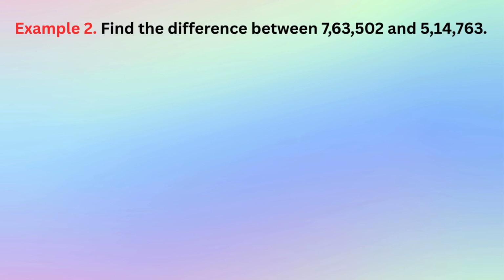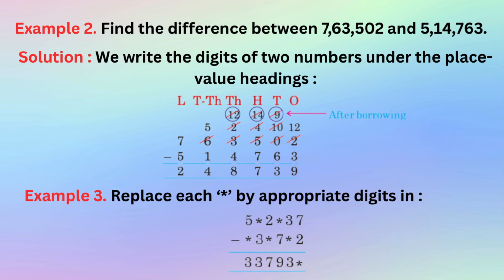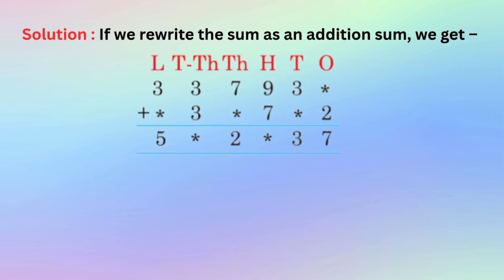Example 2. Find the difference between 763,502 and 514,763. Solution. We write the digits of two numbers under the place value headings. Example 3. Replace each asterisk by appropriate digits in. Solution. If we rewrite the sum as an addition sum, we get.